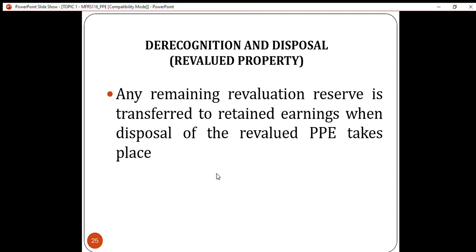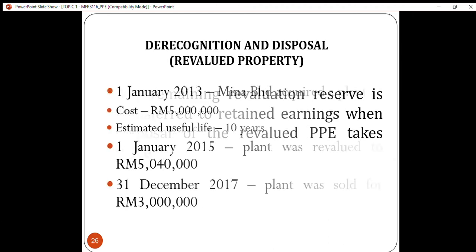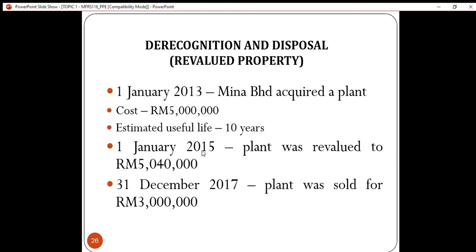When an item of PPE is disposed of, any remaining revaluation reserve should be transferred to retained earnings. That means the balance of the revaluation reserve will be transferred to retained earnings when there is a disposal of an item of PPE. Let's have a look at this example.